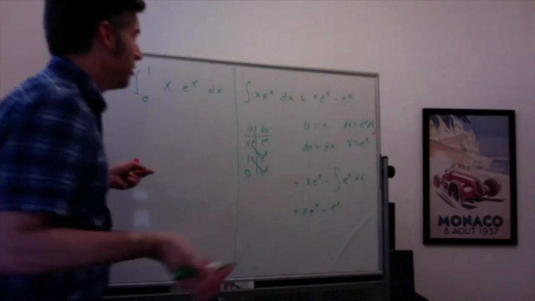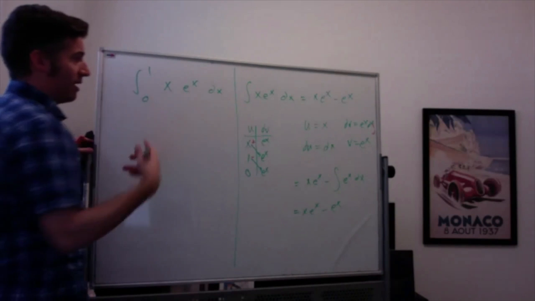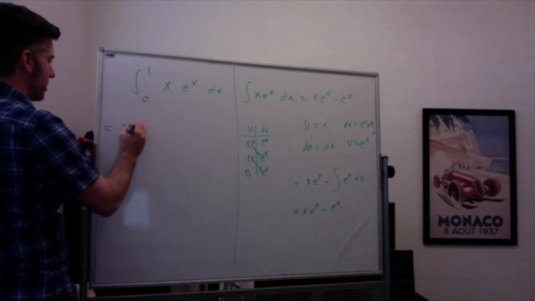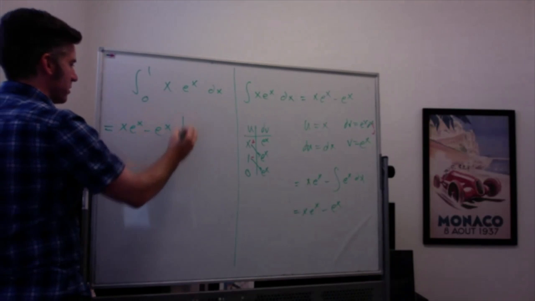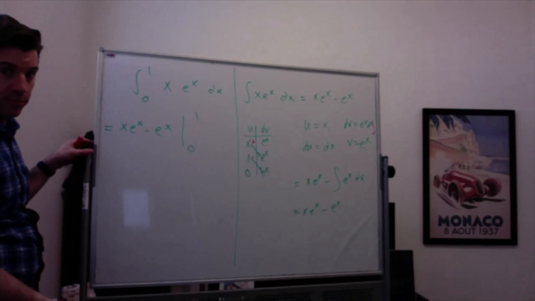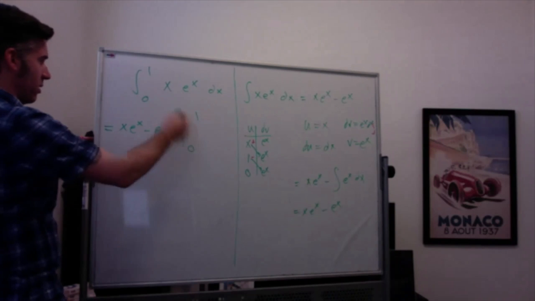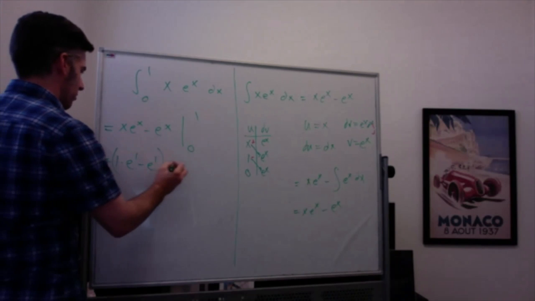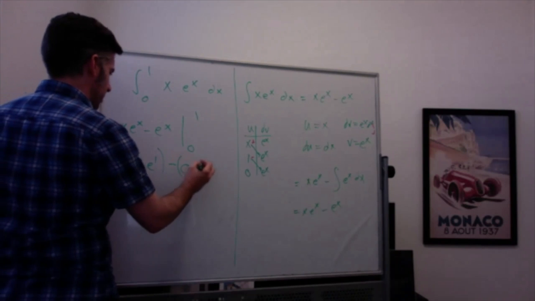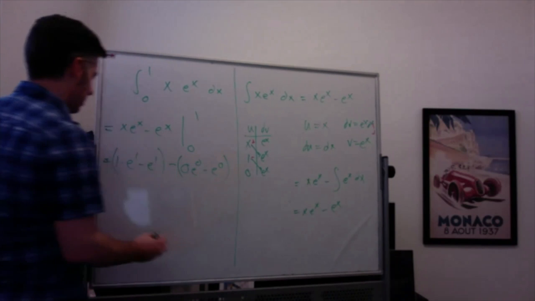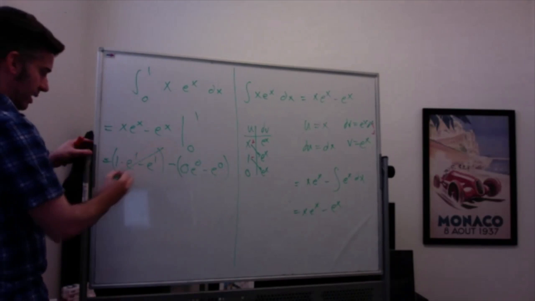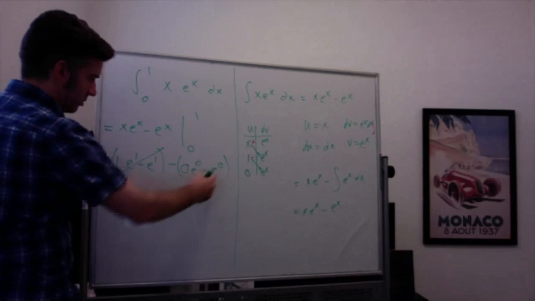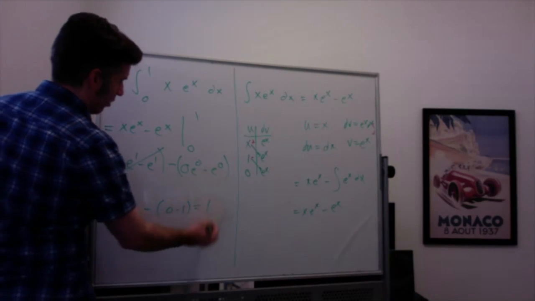So then, I like to do all that by itself so that when I come back here I can say, okay, well this is just going to be x e to the x minus e to the x from 0 to 1. And then it's going to be plug in the 1 times e to the 1 minus e to the 1 minus 0 times e to the 0 minus e to the 0. E minus e, those cancel. And this is going to be minus 0 minus 1. This is going to be 1.